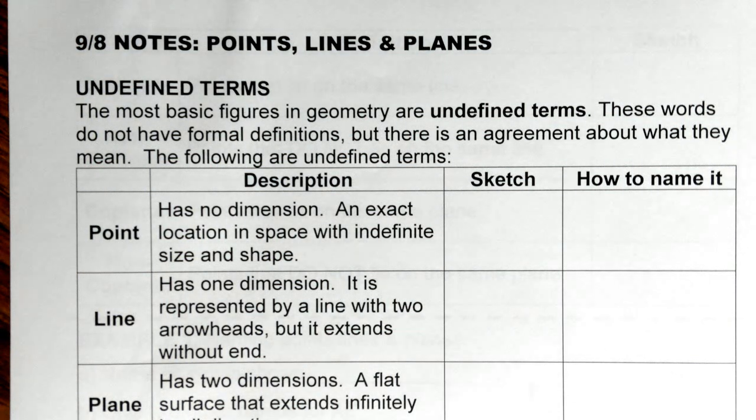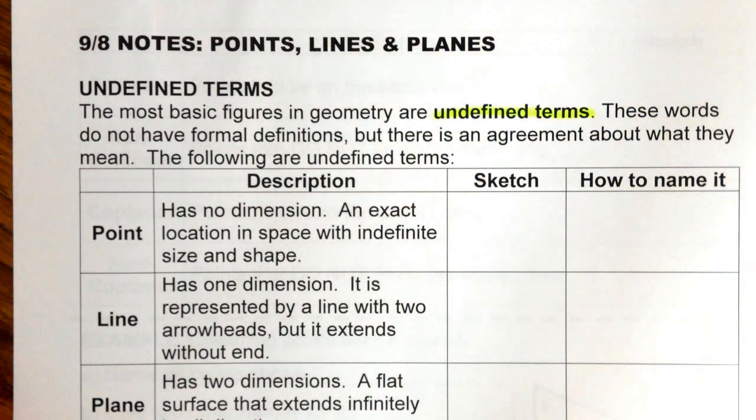Okay, guys, for our notes for points, lines, and planes. All right, first thing we're going to talk about is undefined terms. The most basic figures in geometry are undefined terms. Okay, these words do not have formal definitions, but there's an agreement on what they mean. The following are undefined terms.